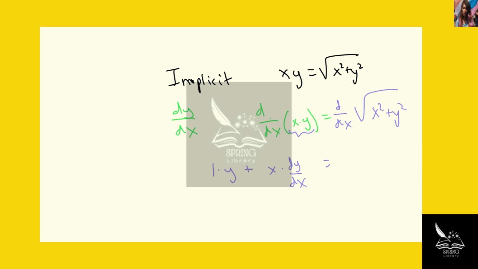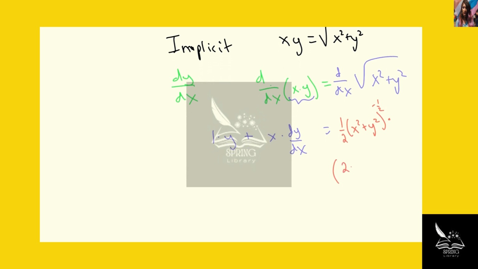Here, the derivative with respect to x, this is the same thing as raised to the 1/2 power. So bring down the 1/2, x squared plus y squared, subtract 1 from the exponent. 1/2 minus 1 is negative 1/2, times the derivative of the inside. The derivative of x squared is 2x, plus the derivative of y squared, which is 2y times dy over dx.